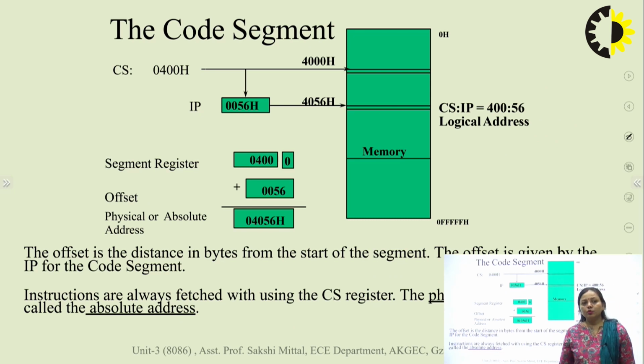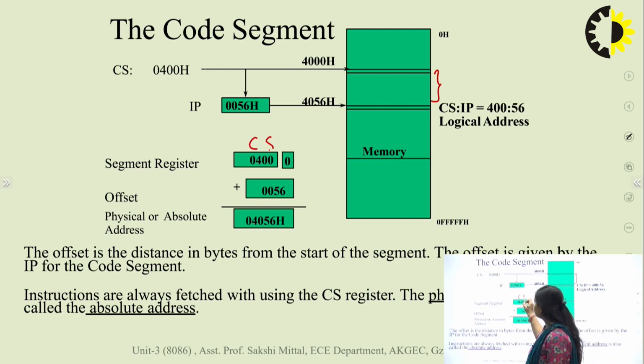Now this is the example of the code segment. I have a code segment which has the value 0400. If I shift it, it becomes 4000H, and when you add it with this 0056, you get another address. So with the help of CS and IP, I am able to access this part of my segment. Just see, 0400 was in the code segment register. We shifted it to the left, padded 0, and then added the number. So I've got a 20-bit physical address.